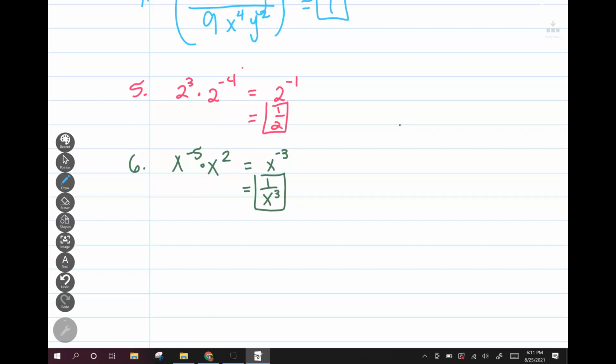Number 7. I've got x to the negative 4 over y to the negative 4. Those negative exponents, I just want to move anything with the negative exponent to the other side of the fraction. So moving the y up gives me y to the 4. Moving the x down, x to the 4. There's nothing else you can do there because the bases don't match. So you're just going to leave it like that.